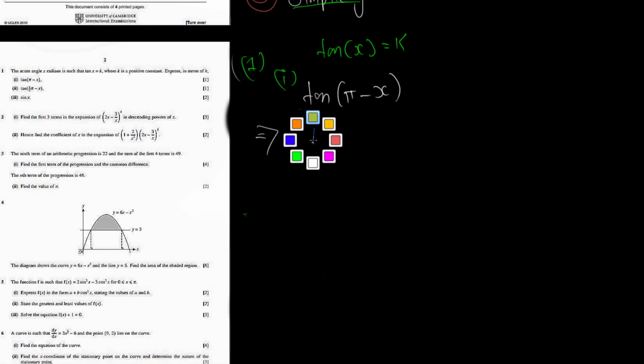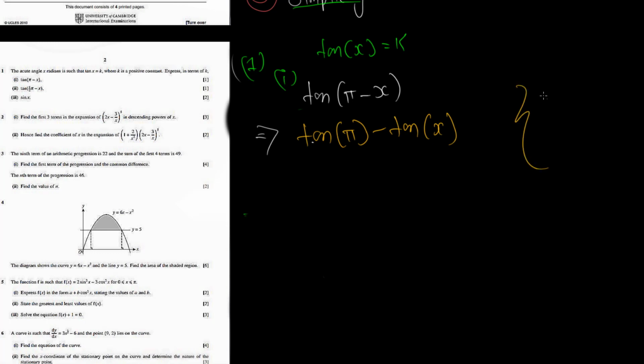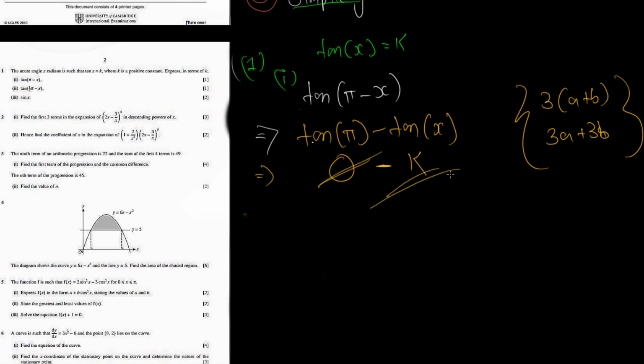So I can rewrite my tan(pi minus x) as tan pi minus tan x. This is the same as, let's say if I had 3(a plus b), I can rewrite it as 3a plus 3b. I'm using the same logic over here. So I'm expanding my brackets and writing it down as tan pi minus tan x. Now I know from the question itself that tan x is equal to k. So this will be k over here. And I know from my calculator and from my trigonometric knowledge that tan pi is equal to 0. So 0 minus k is simply minus k, and that's your answer right there.